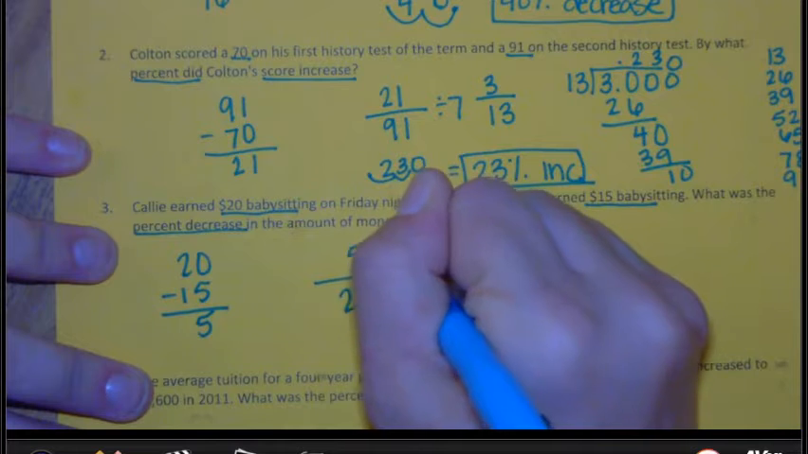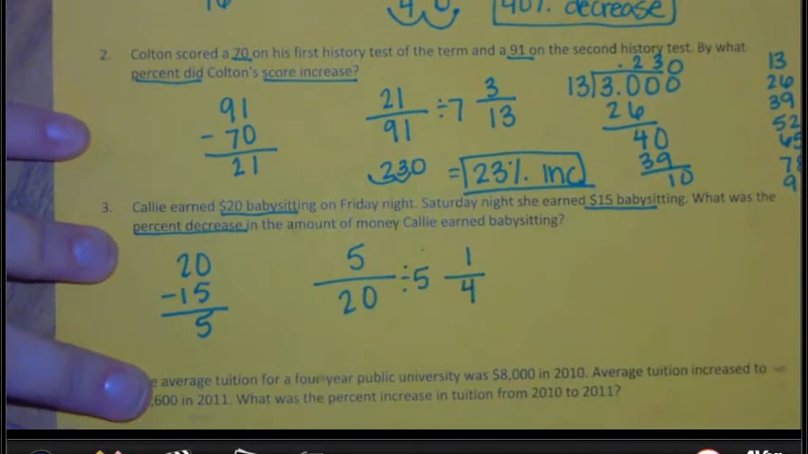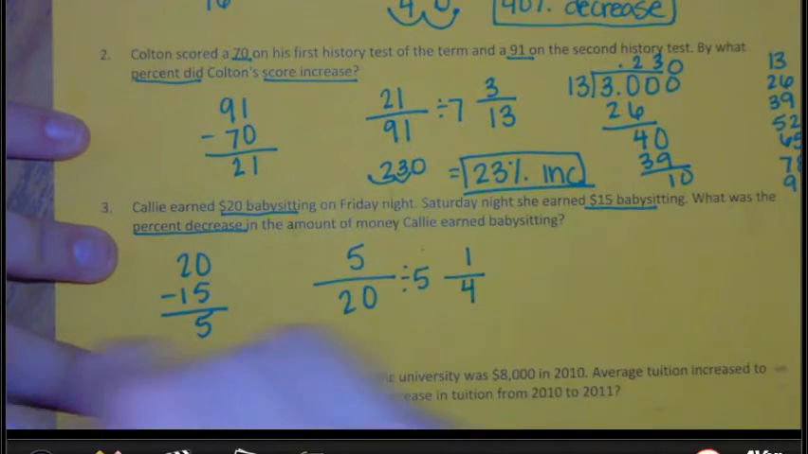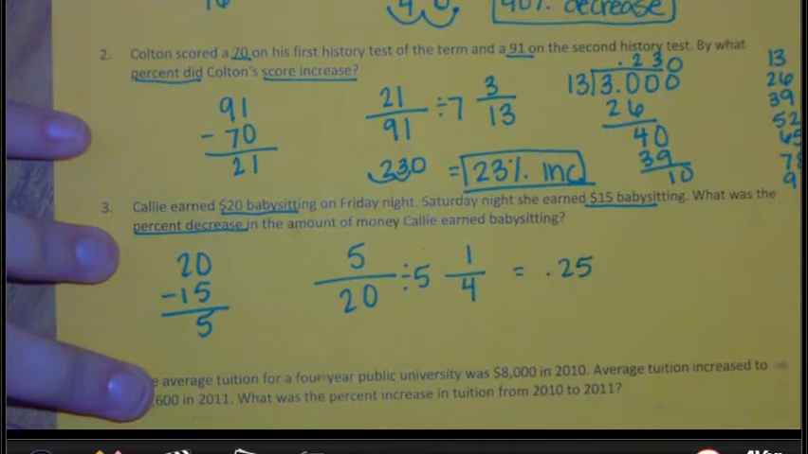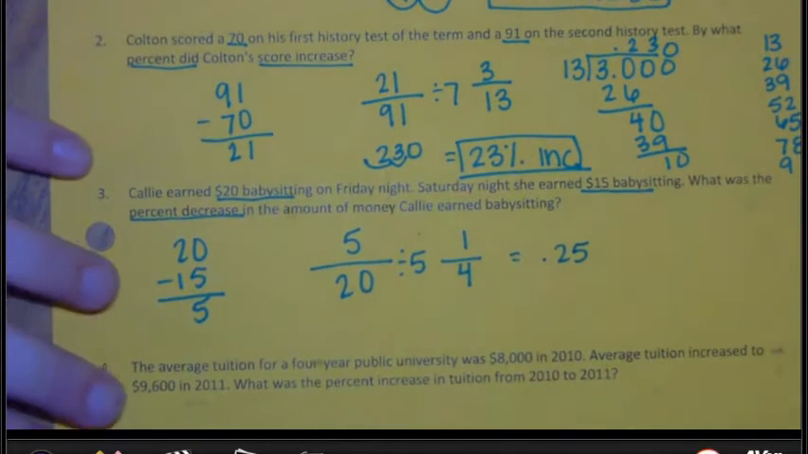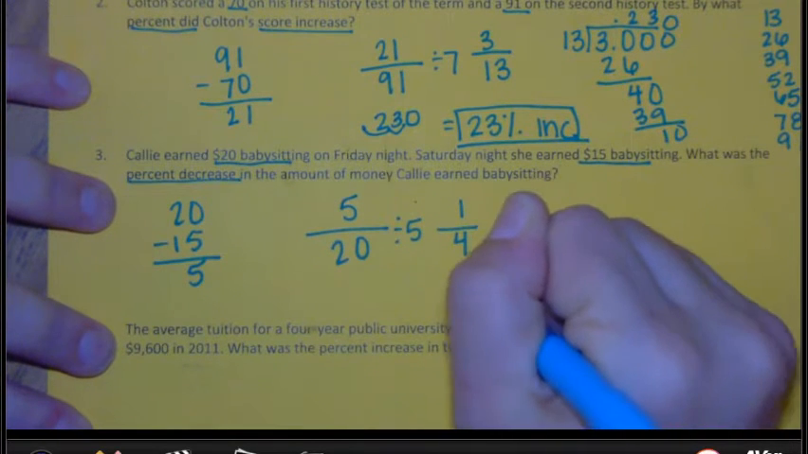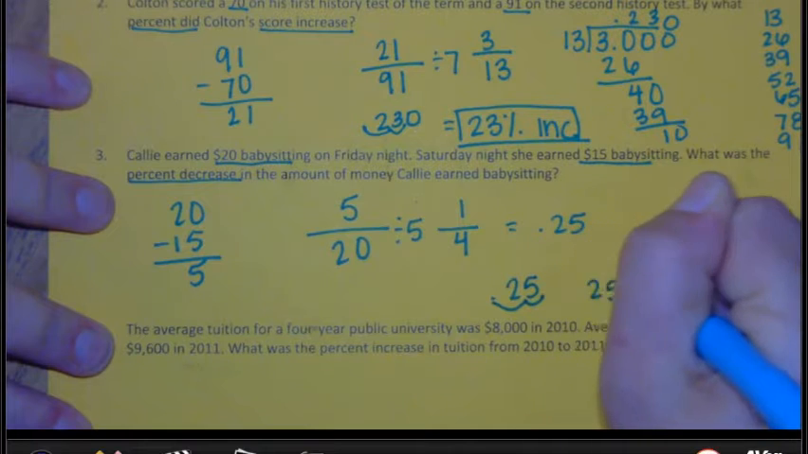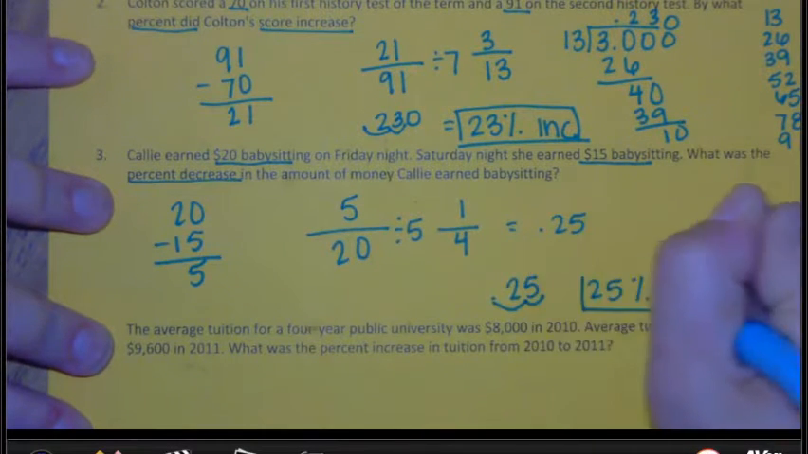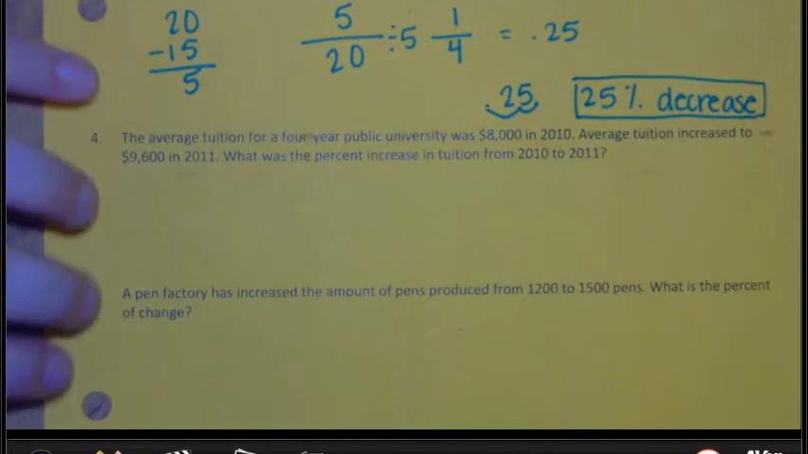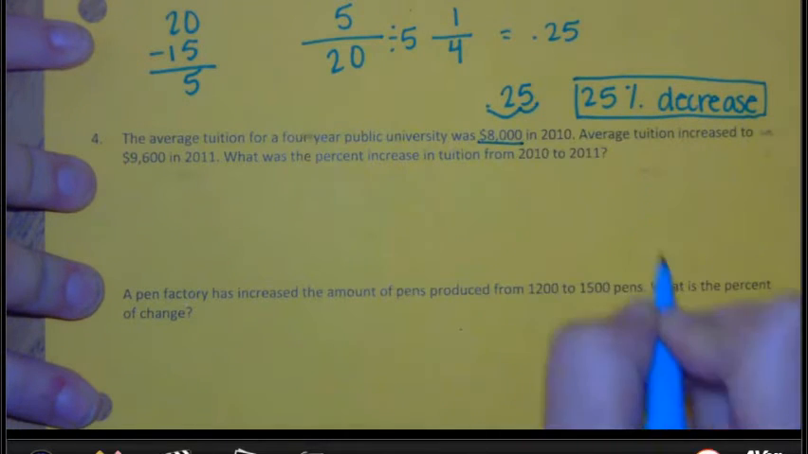Well, 5 can go into both 5 and 20. So 5 divided by 5 is 1. 20 divided by 5 is 4. Okay. Well, I'm going to need to sit here and think, what is 1/4 as a decimal? Well, that is 0.25. The way I knew that was how many quarters does it take to make $1? Well, 4 quarters, and each quarter is worth 25 cents. So I'm going to take my 0.25, move it 2 times to the right to get me 25% decrease.